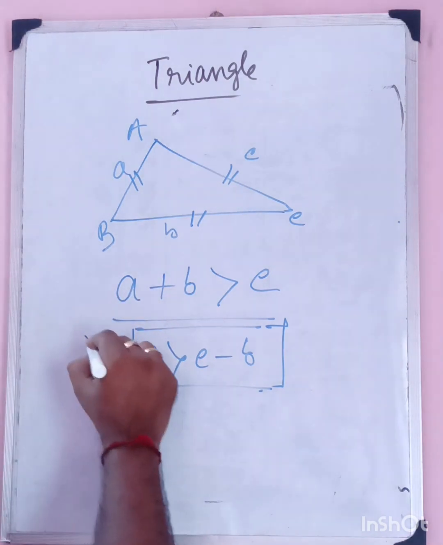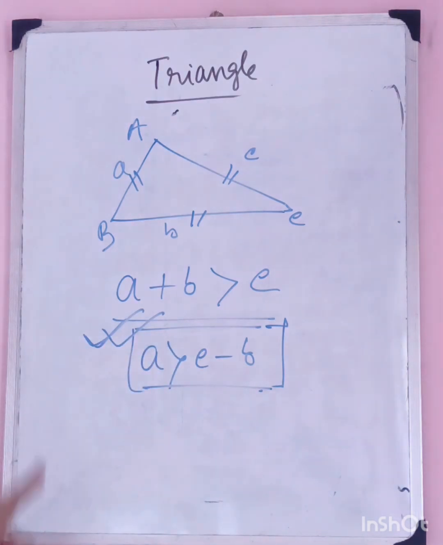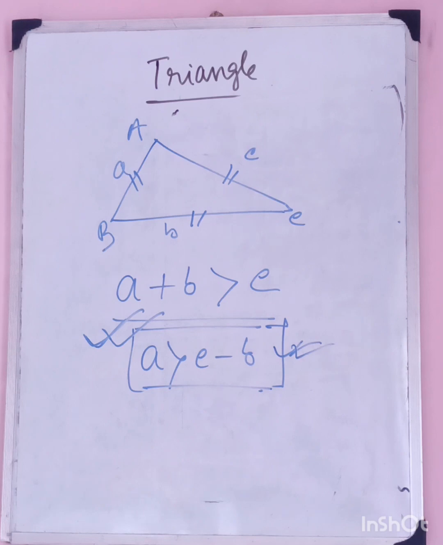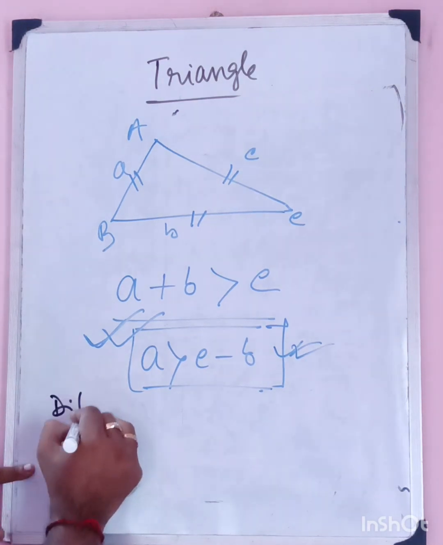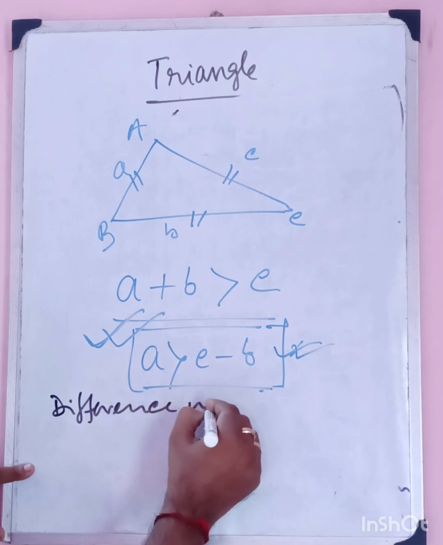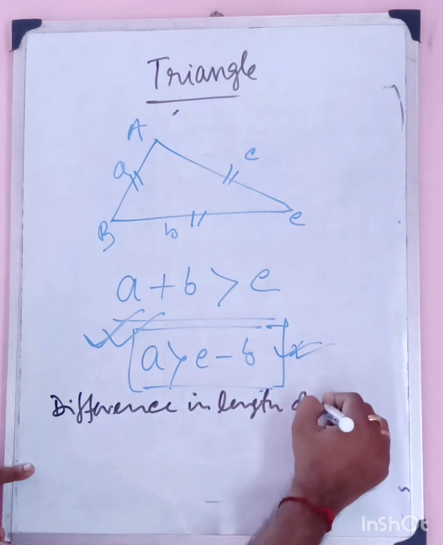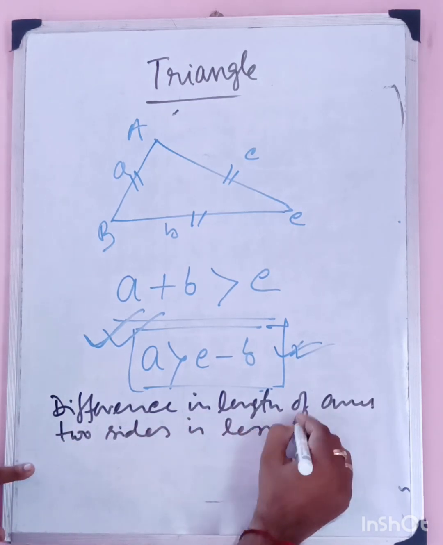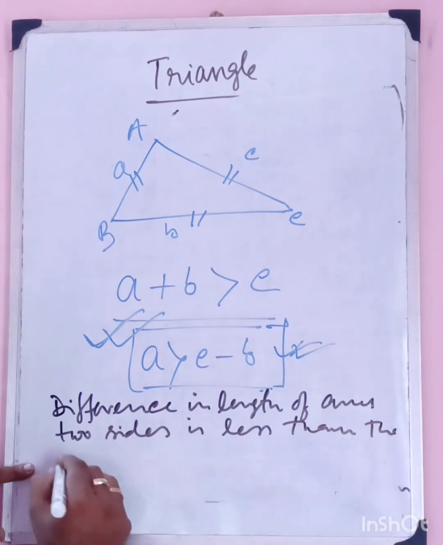But this thing must be put in mind that this check is also required when you are drawing a triangle or when you are asked to justify whether any triangle can be drawn with these three sides. This is also a check. The previous one was a check and this is also a check. Okay, so we conclude that the difference in length of any two sides is less than the third side.